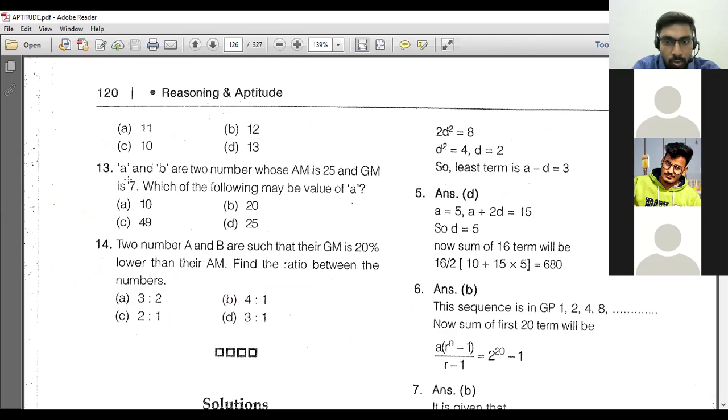So try to solve question number 13. A and B are two numbers whose arithmetic mean is 25 and geometric mean is 7. So which of the following may be the value of A? Okay. Are you able to solve this, or do I have to try?